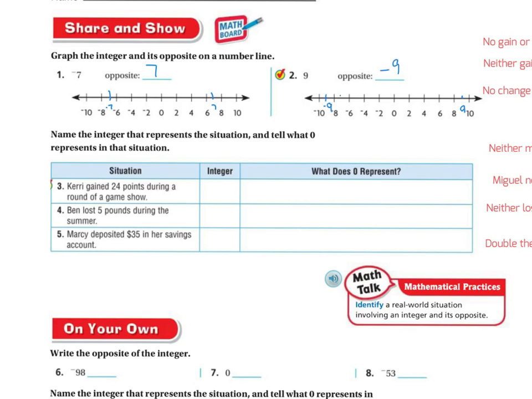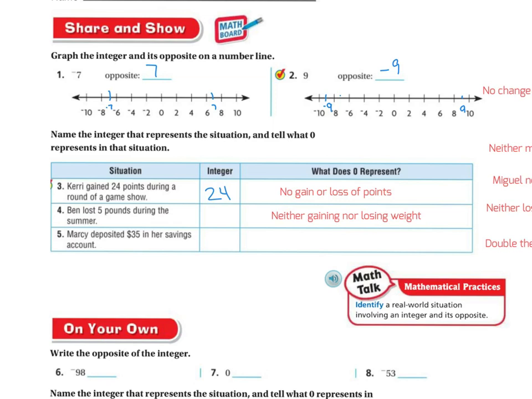So negative 9. Now name the integer that represents the situation and tell what 0 represents in that situation. So Carrie gained 24 points during a round of a game show. Well, if she gained 24 points, what does that 0 represent? Well, that 0 represents no gain or loss of points, right? Now, if Ben lost 5 pounds during the summer, then 0 means he neither gained nor lost weight during the summer.